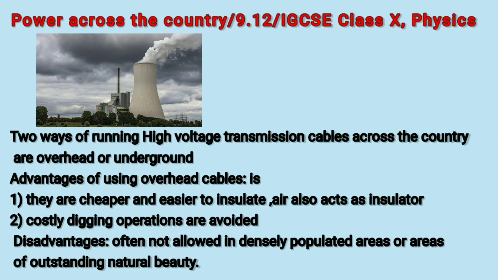Two ways of running high voltage transmission cables across the country are overhead or underground. Advantages of using overhead cables are that they are cheaper and easier to insulate. Air also acts as an insulator. Second, costly digging operations are avoided. The disadvantage is that they are often not allowed in densely populated areas or areas of outstanding natural beauty.